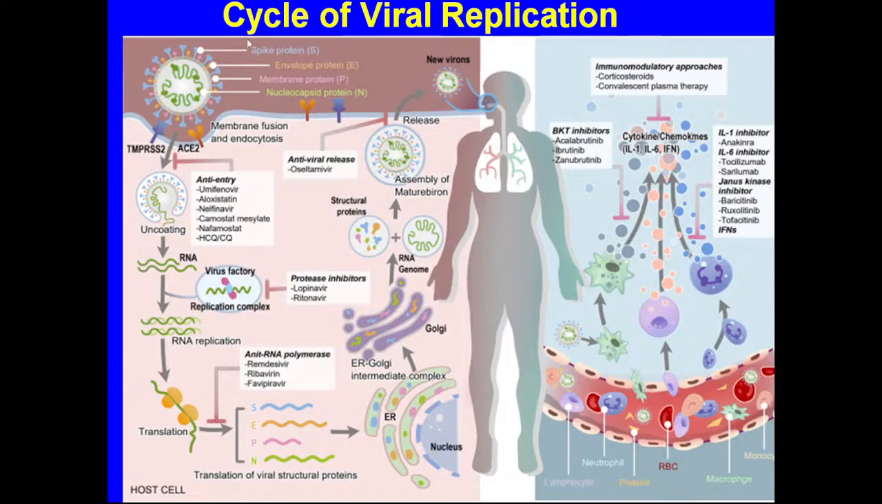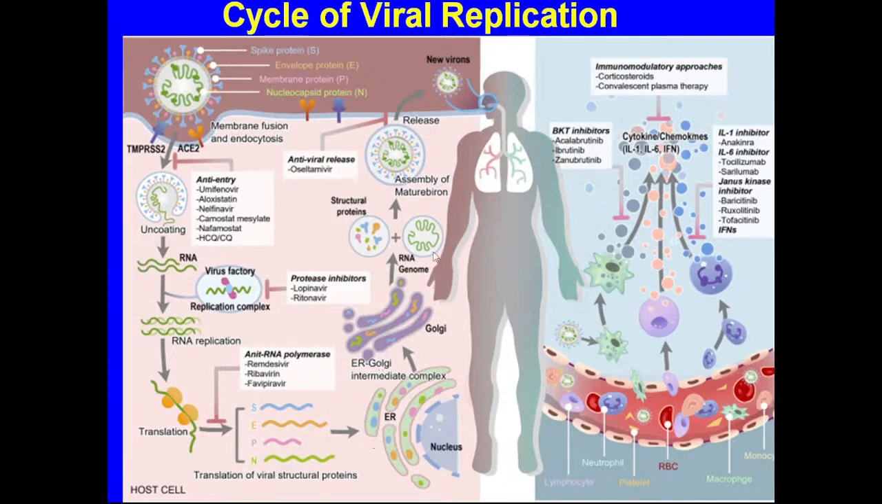Okay? Then we have the stage of viral genome replication. The viral genome replication also can be blocked by inhibitors of viral polymerases, and you can see the names here. So the process of viral genome production can be blocked by anti-RNA polymerases. This is one more stage in viral replication that can be blocked.